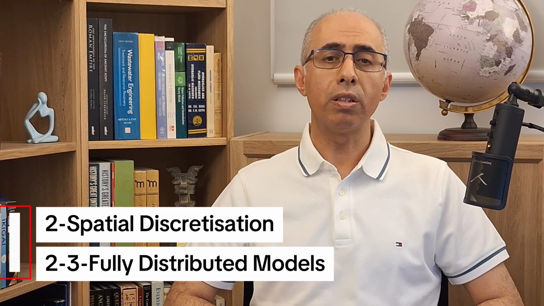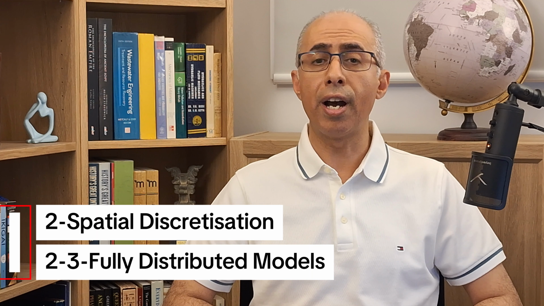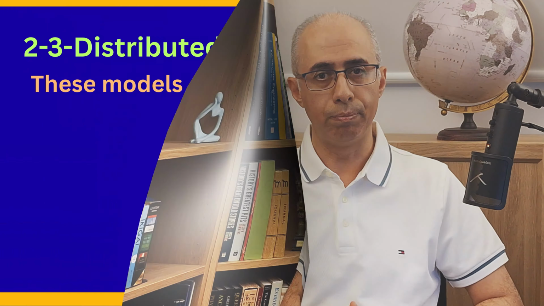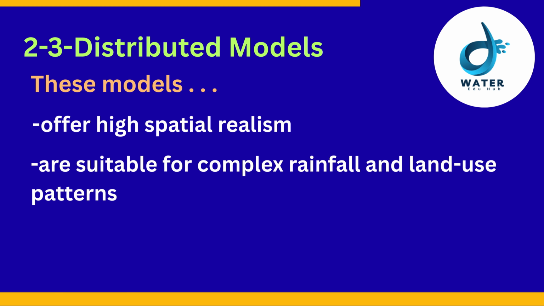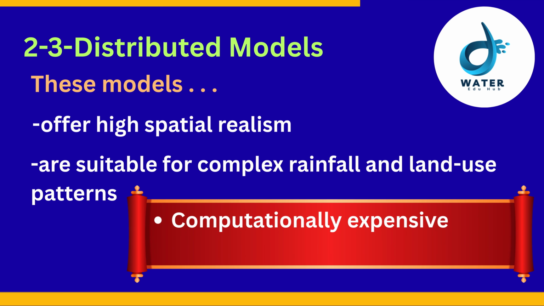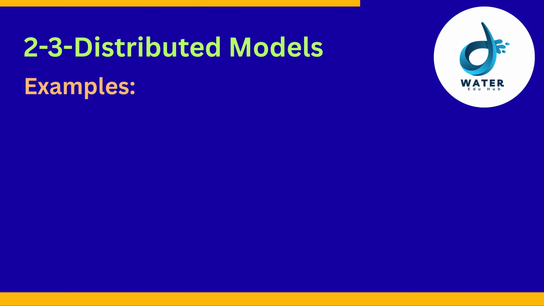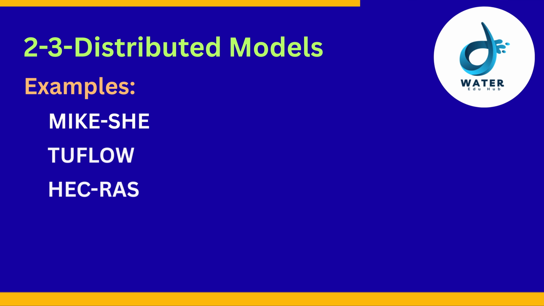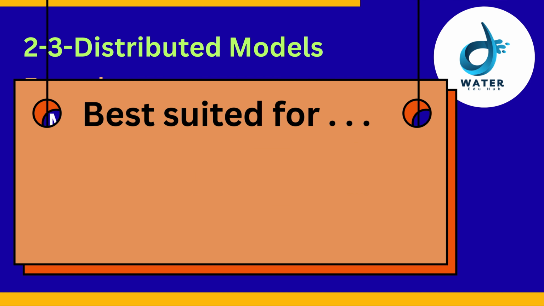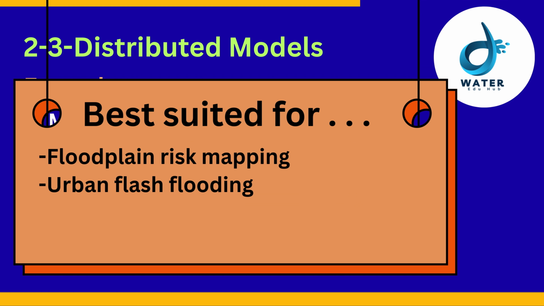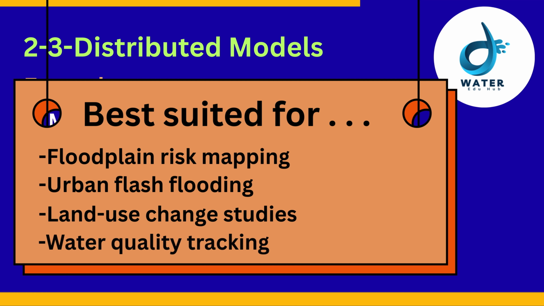In distributed models, the catchment is divided into a fine grid of cells with calculations performed for every single cell, allowing water to move from one cell to another. These models offer high spatial realism and are suitable for complex rainfall and land use patterns. However, they are computationally expensive and data intensive. Examples are Mike-SHE, TUFLOW and HEC-RAS under rain on grid mode, and WFlow. These models are best suited for floodplain risk mapping, urban flash flooding, land use change studies, and water quality tracking.